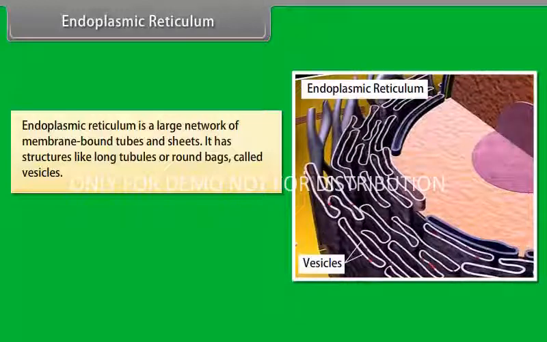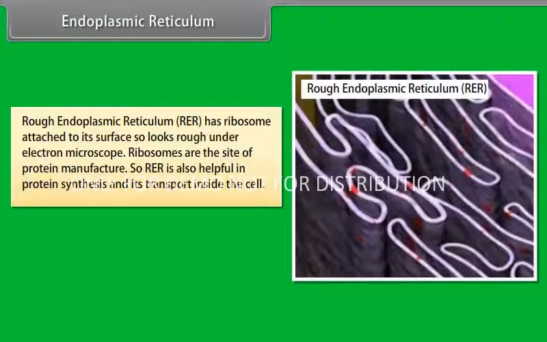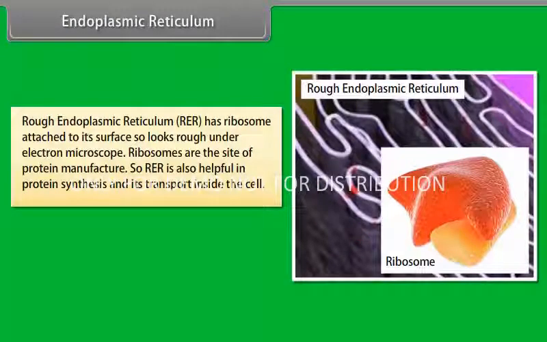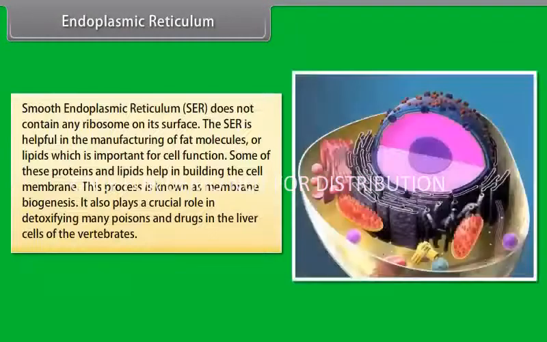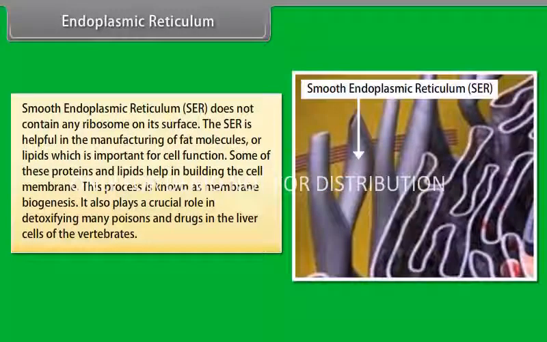On the basis of presence of ribosomes, they are of two types: rough endoplasmic reticulum, RER, and smooth endoplasmic reticulum, SER. Rough endoplasmic reticulum, RER, has ribosomes attached to its surface, so it looks rough under the electron microscope. Ribosomes are the site of protein manufacture, so RER is also helpful in protein synthesis and its transport inside the cell. Smooth endoplasmic reticulum, SER, does not contain any ribosomes on its surface.